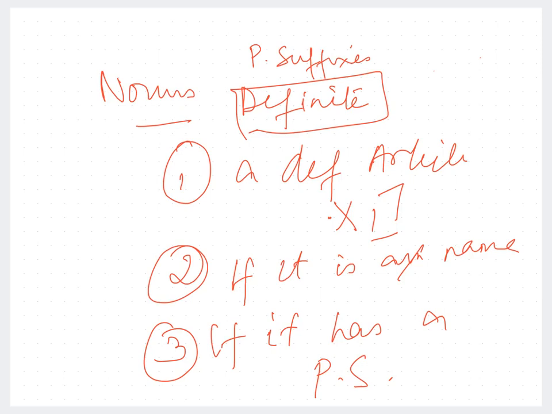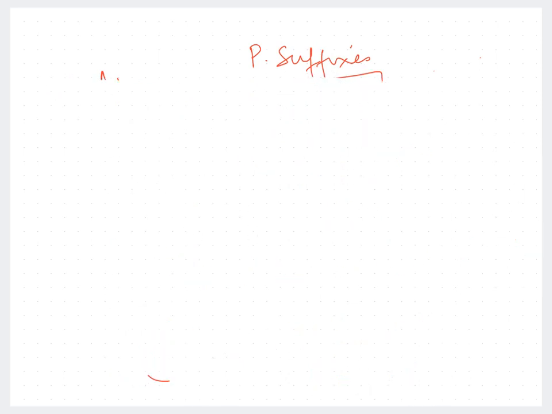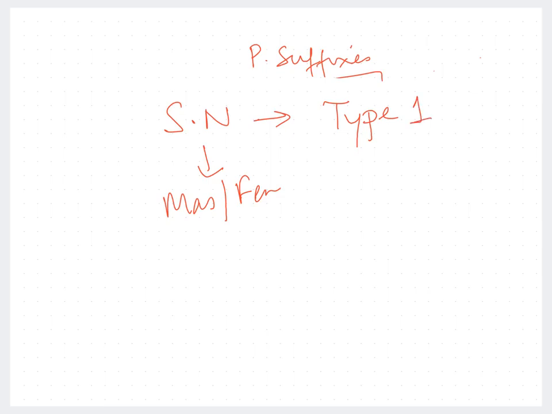nouns will always take type 1. Please remember, singular nouns, whether it's masculine or feminine, will always take type 1. And remember, you're attaching it to the construct form.